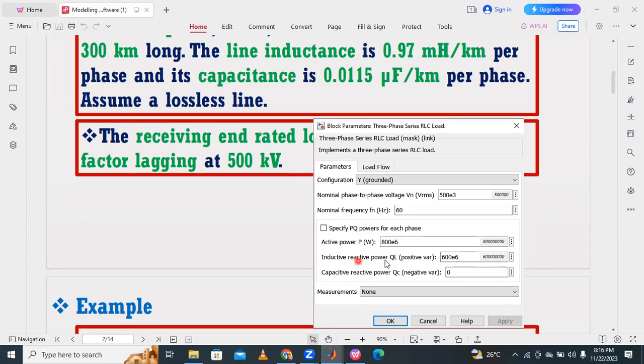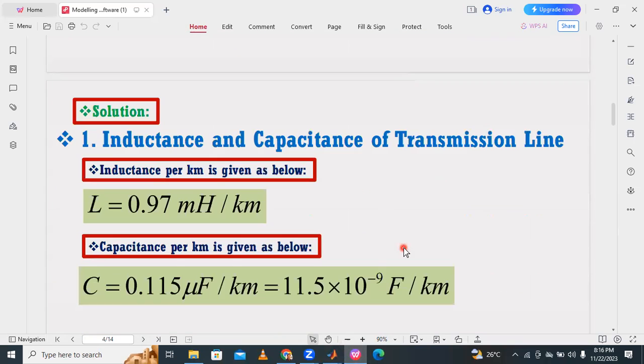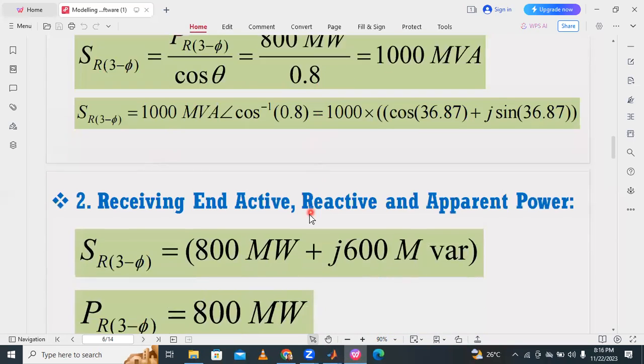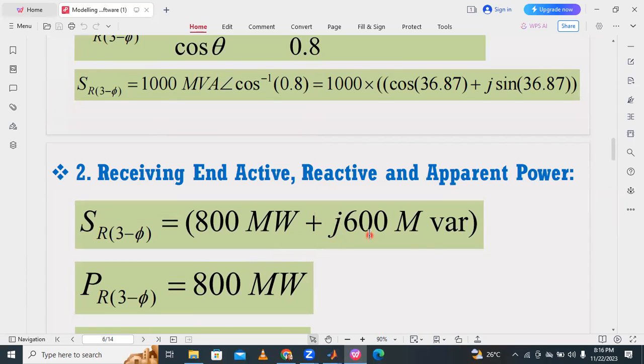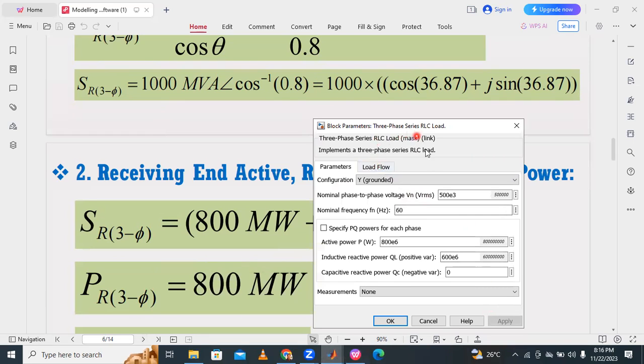Then the inductive reactive power is 600 megavolt ampere reactance. Here the reactive power is called Q. By calculating like this, the reactive power is 600 megavolt ampere reactance. Enter that here in the three-phase series RLC load.